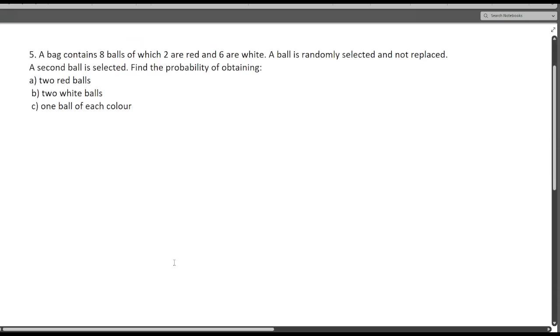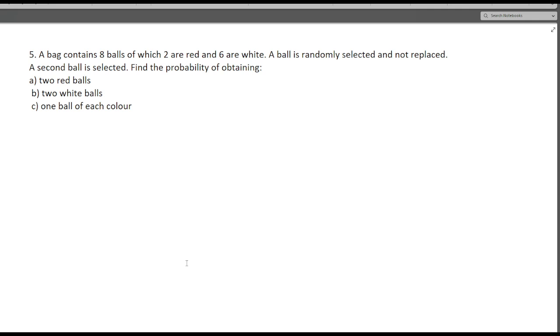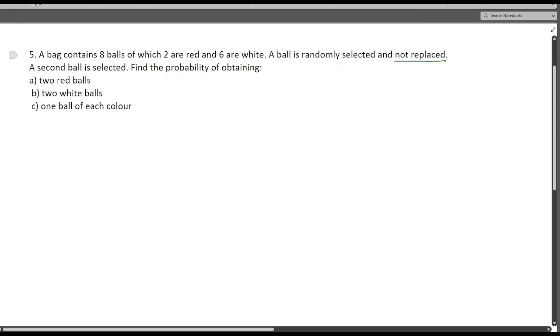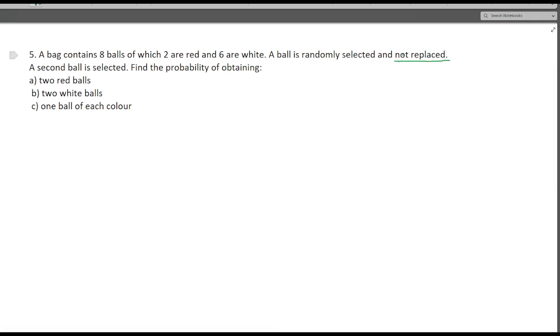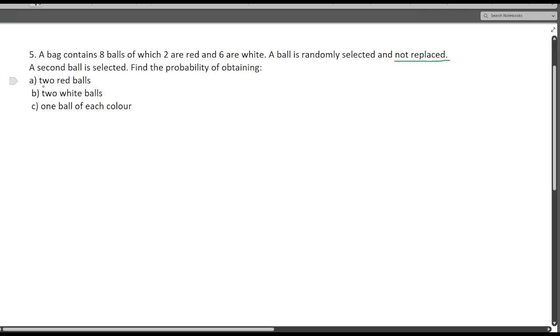Now the next question is: a bag contains 8 balls, of which 2 are red and 6 are white. A ball is randomly selected and not replaced. A second ball is selected. Find the probability of obtaining 2 red balls. Here they said the ball is randomly selected and not replaced. You have to take care of this keyword. Now, two red balls.